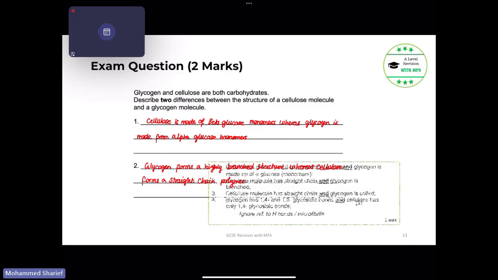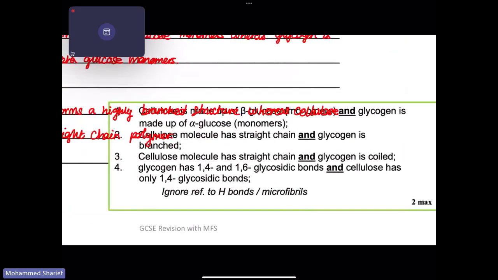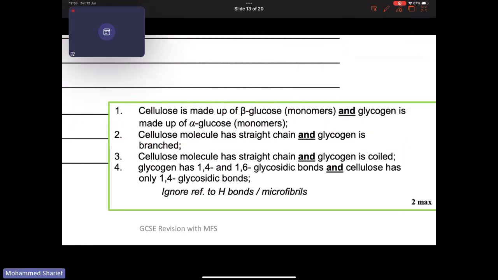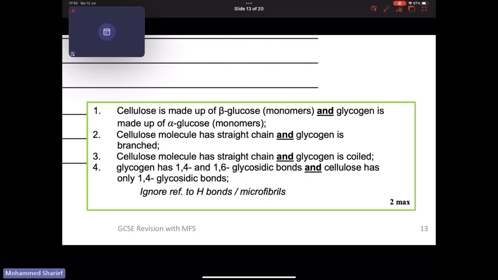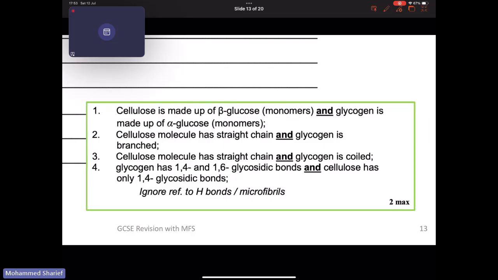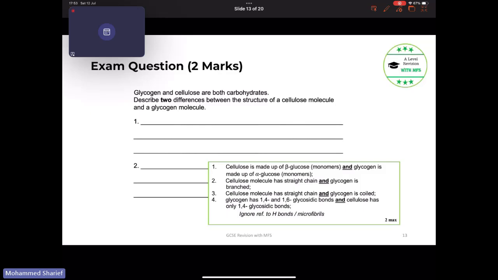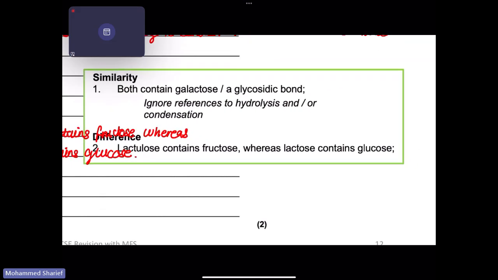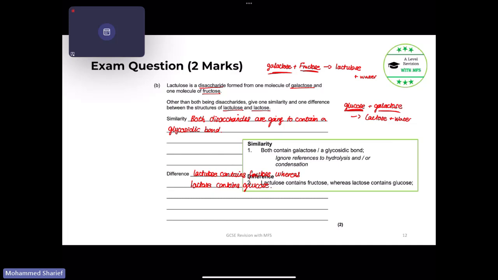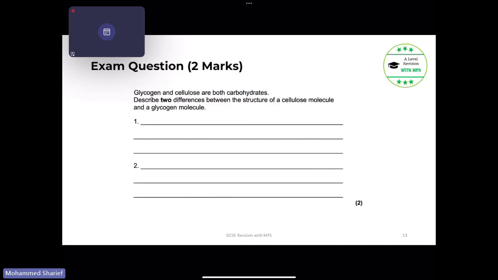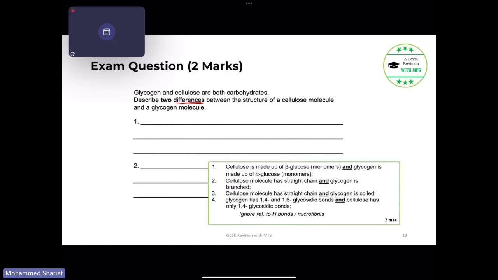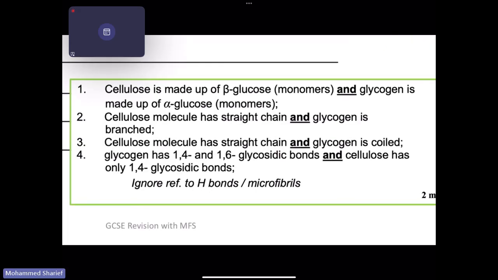Okay, so that's what we need to be writing. Looking at the mark scheme, I'm just going to get rid of my writing. Okay, we have cellulose is made up of beta glucose and glycogen is made up of alpha glucose. Notice here, compared to our mark scheme before, this wasn't strict with opposites, but this one, because it's saying differences, it is really strict with the sort of converse.